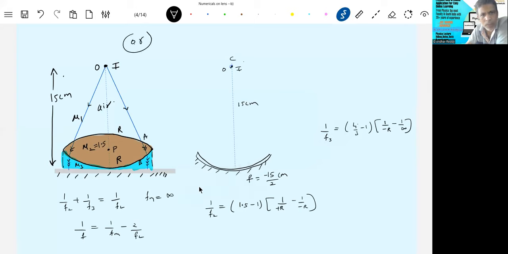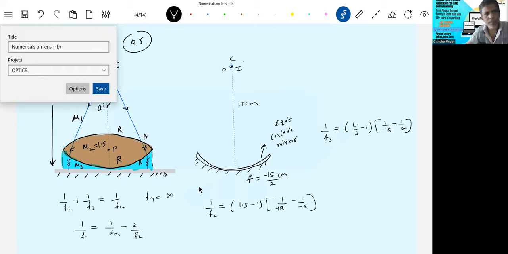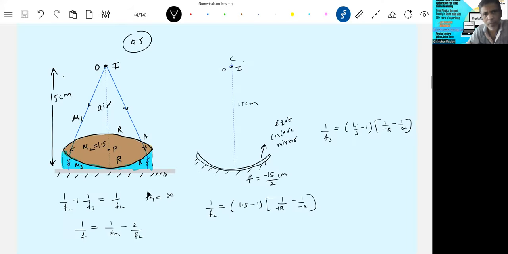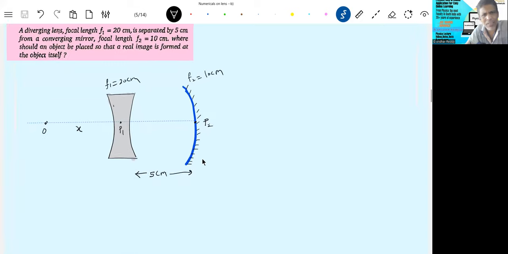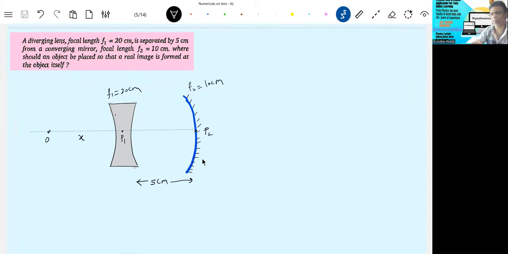Or you can use this method also. This is the equivalent concave mirror. I'm telling you, optics is such a topic where you have to work out many numericals.